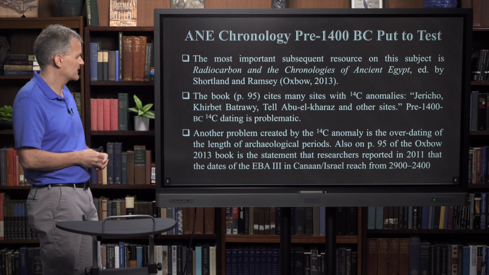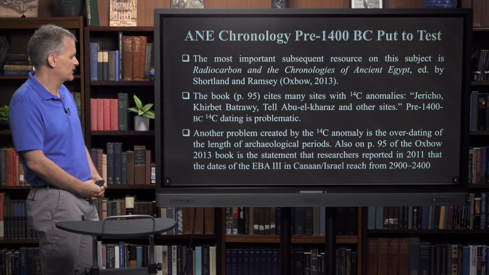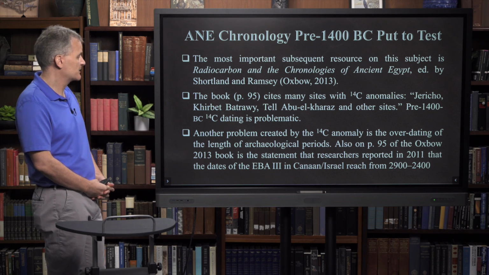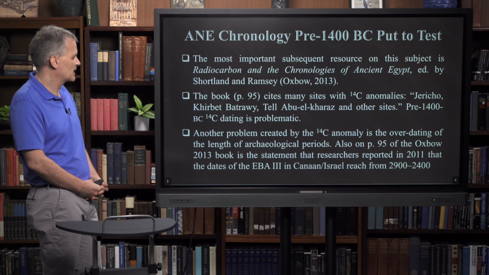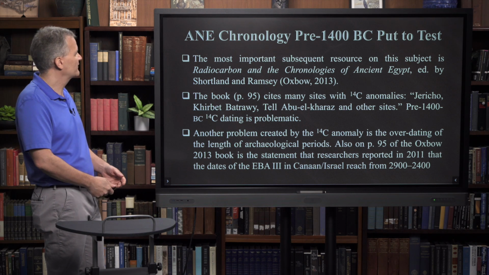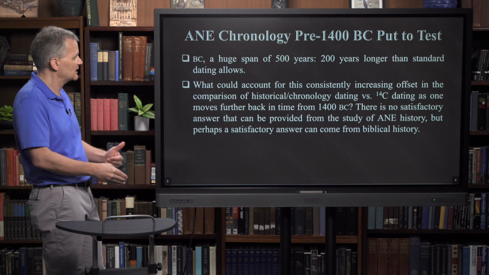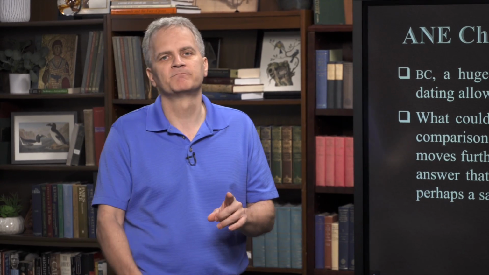Another problem created by the carbon-14 anomaly is the overdating of the length of archaeological periods. Also on page 95 of the Oxbow book is the statement that researchers reported in 2011 that the dates of the early Bronze Age 3 in Canaan, Israel, reach from 2900 to 2400 BC, which is a huge span of 500 years, 200 years longer than standard dating allows. So what does that mean?